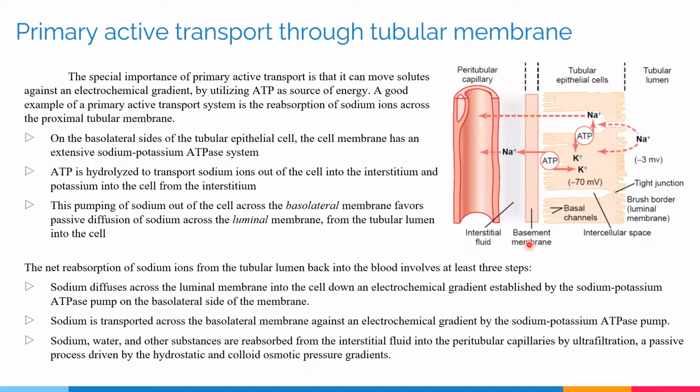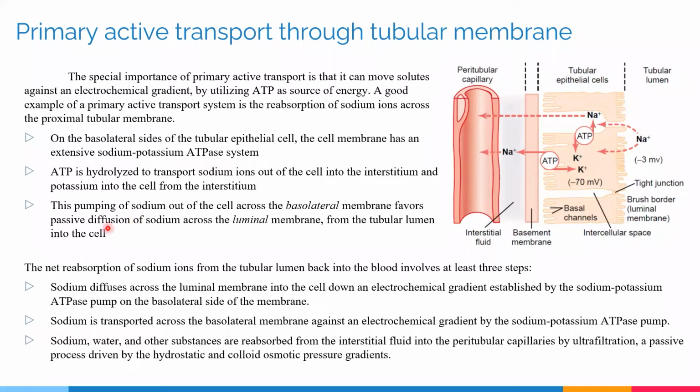So on this side of the tubular membrane, the cells start pumping sodium out of the cells themselves, into the interstitial fluid, and potassium is taken up by the cells into the tubular epithelial cells. So the sodium is getting out and potassium ions are getting in. This causes a decrease in concentration of sodium ions inside the tubular epithelial cells.